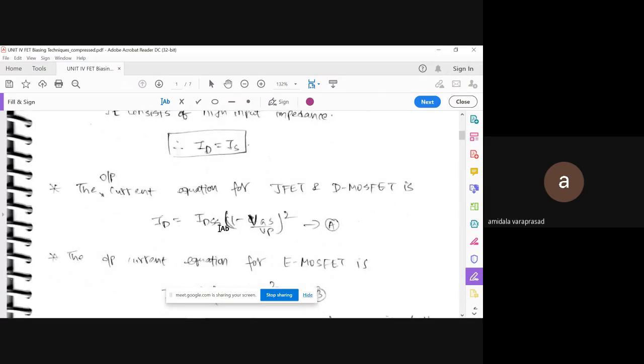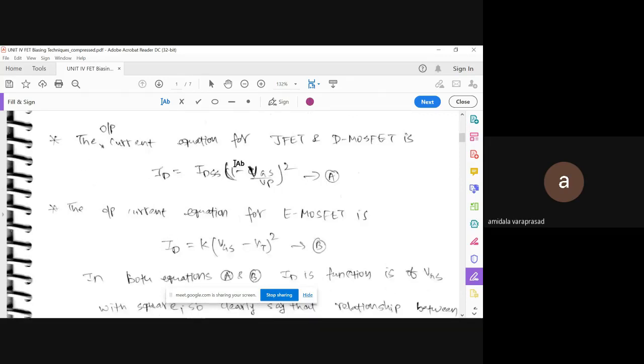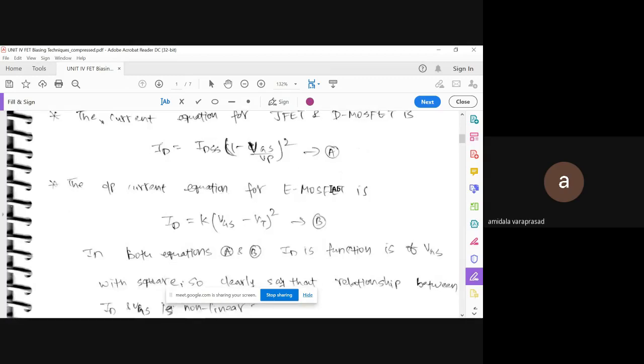ID is equal to IDSS into (1 minus VGS by VP) whole square. VP means pinch-off voltage. This is the current equation for JFET and D-MOSFET. The output current equation for E-MOSFET is ID is equal to K into (VGS minus VT) whole square, where VGS minus VT is the minimum drive voltage to form a channel.